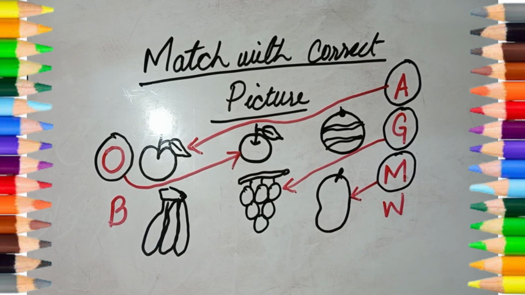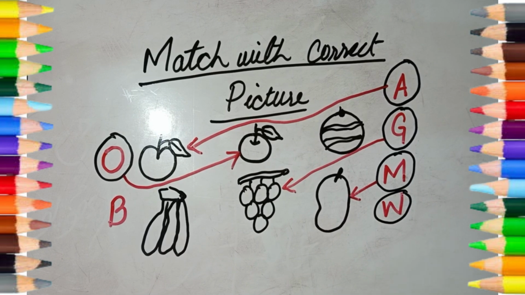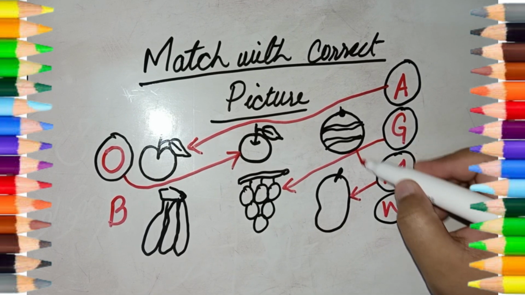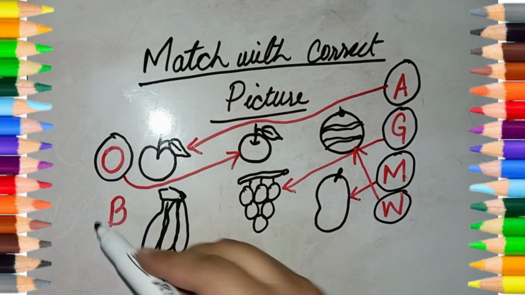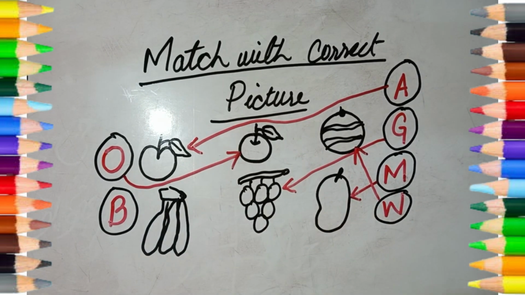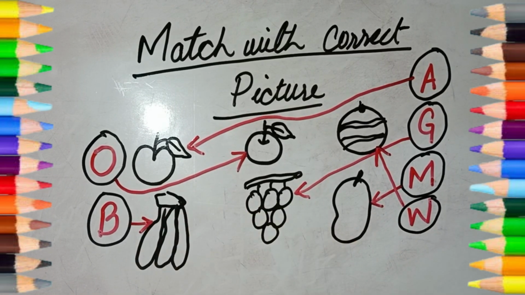We have alphabet M. M for mango. Okay, we have W. W for watermelon. So let's circle W and match with watermelon. Then we have B. B for banana. Very good. So let's match with banana.